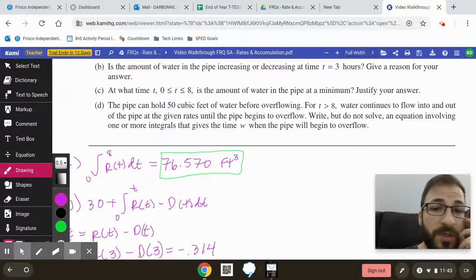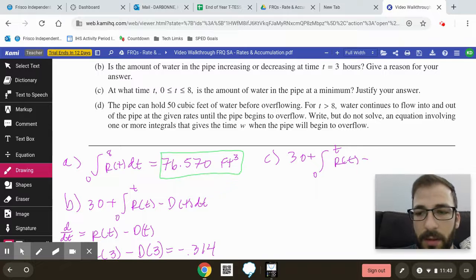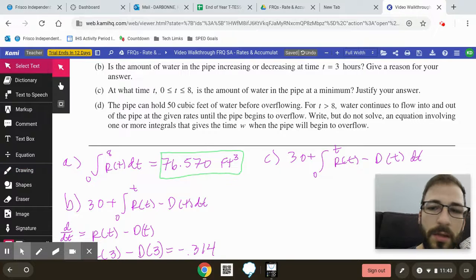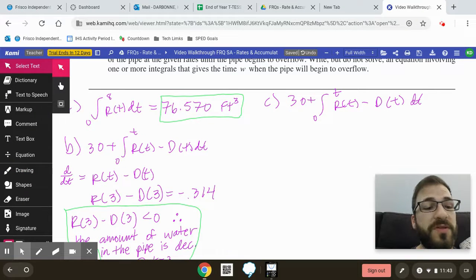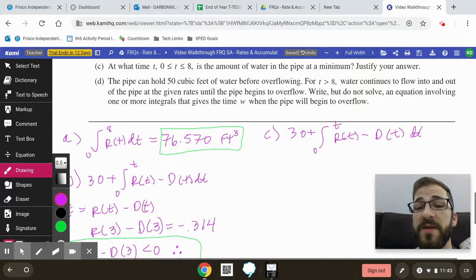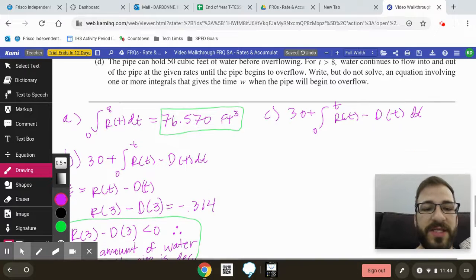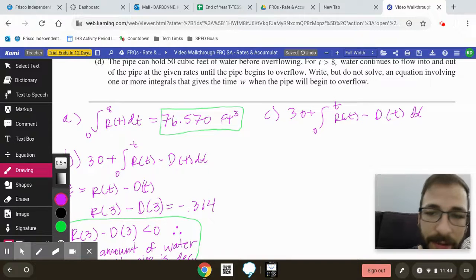So for part C, we're talking about the amount of water in the pipe, so we're using that big equation for part C. So 30 plus the integral from 0 to t of R of t minus D of t dt. It's not that big mess. All right, and then we want to find this. We're trying to find when the derivative is equal to 0, because I want to find any relative maxes or mins. So once again, we take the derivative, which is just that R of t minus D of t.